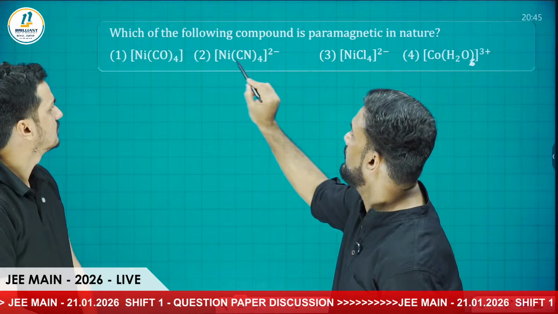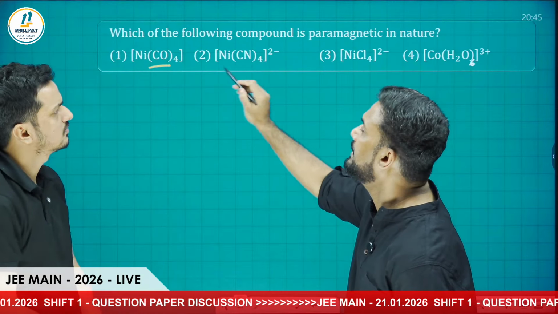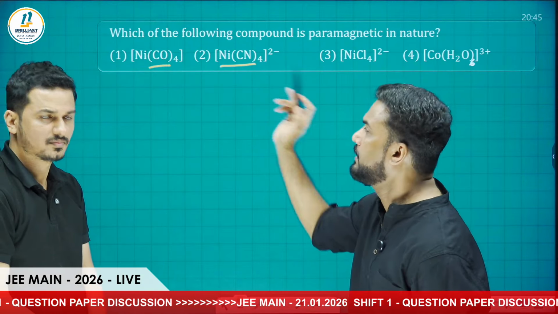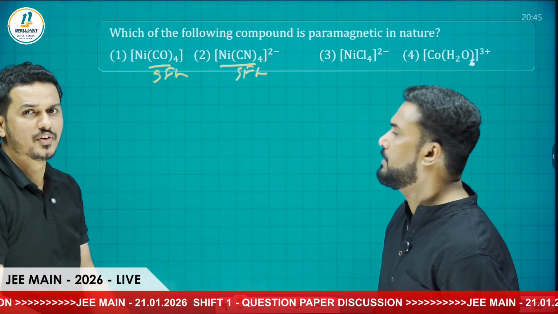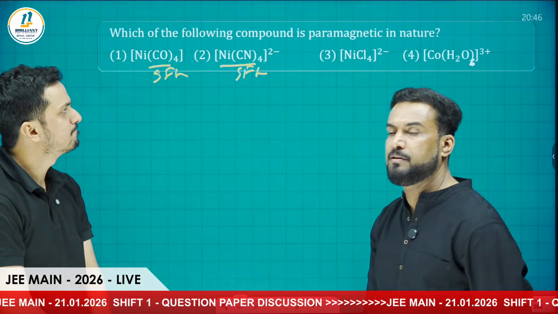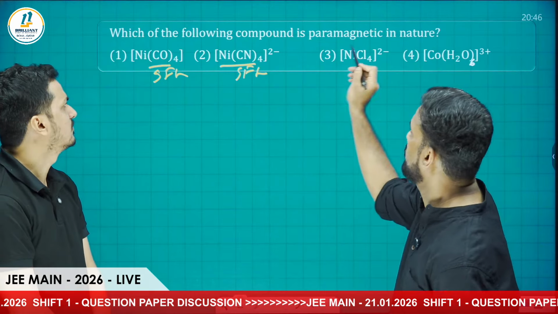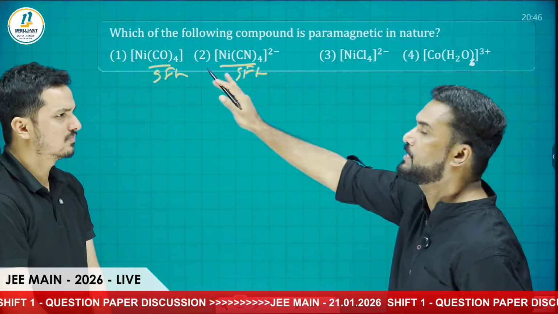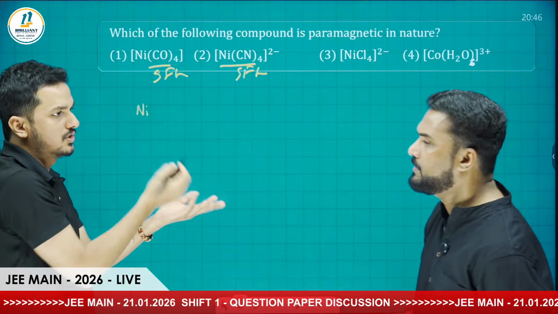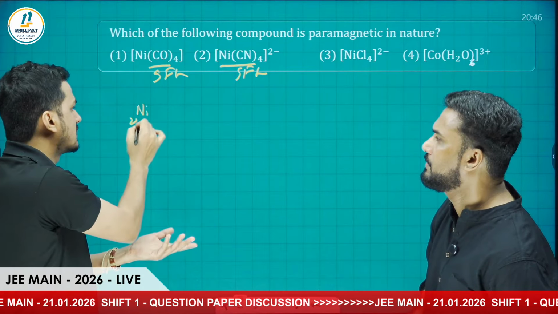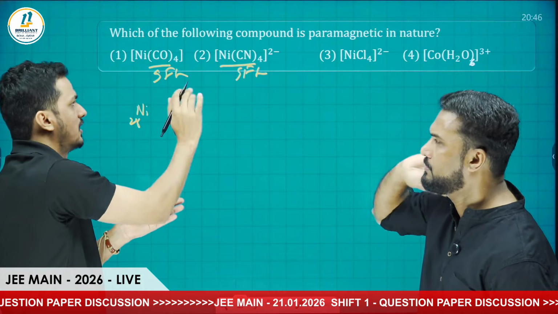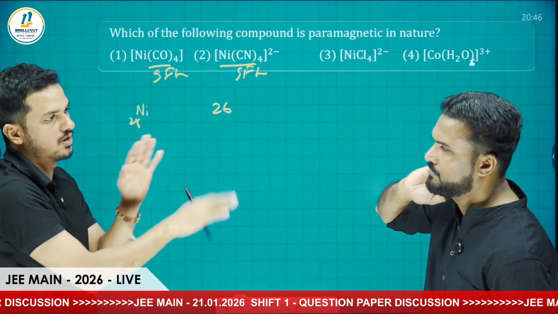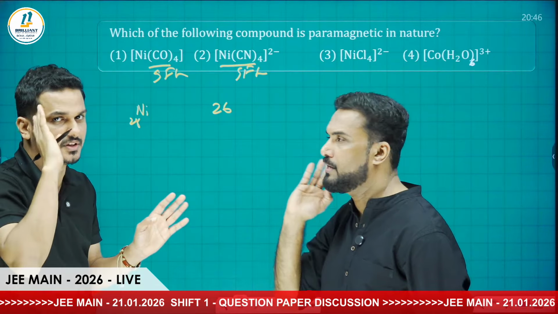See, Ni(CO)4 and Ni(CN)4, these you can easily eliminate. You know the reason, right? Both are strong field ligands, so no need to consider them because there is no chance of unpaired electrons. Whenever strong field ligand means nickel, the atomic number of nickel is 28, so all are paired. Here also, 28 minus 2 for 2 plus, so 26, that is also all paired. If an odd number comes, then you have to think.